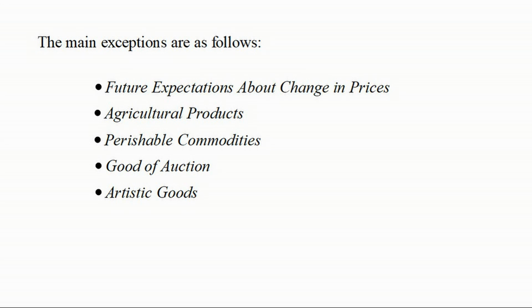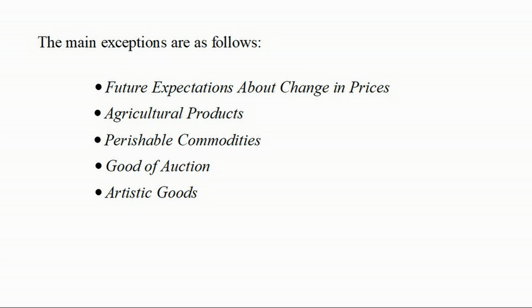Why? Because they expect that there will be much better price in the future, and they limit the amount of commodity which is available in the market. Even if there is an increase in the price of the commodity at the current time, they expect that there will be much higher price in the future. This is one thing that violates the law of supply.